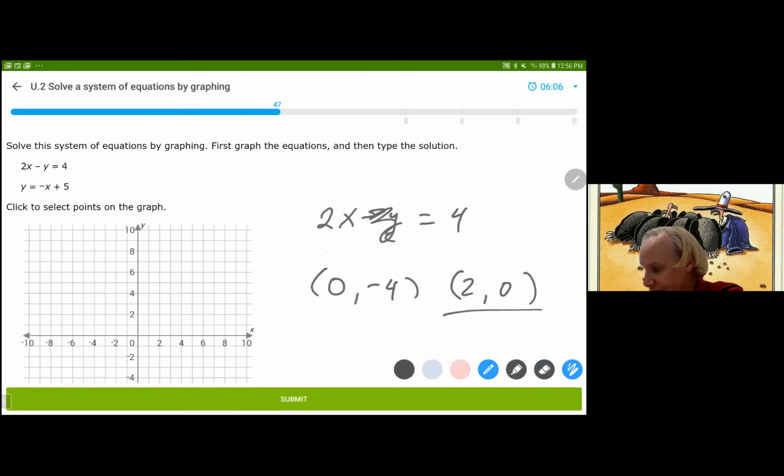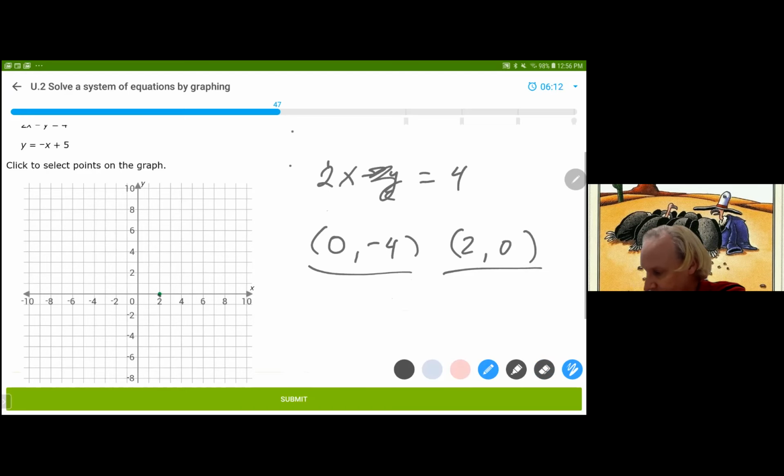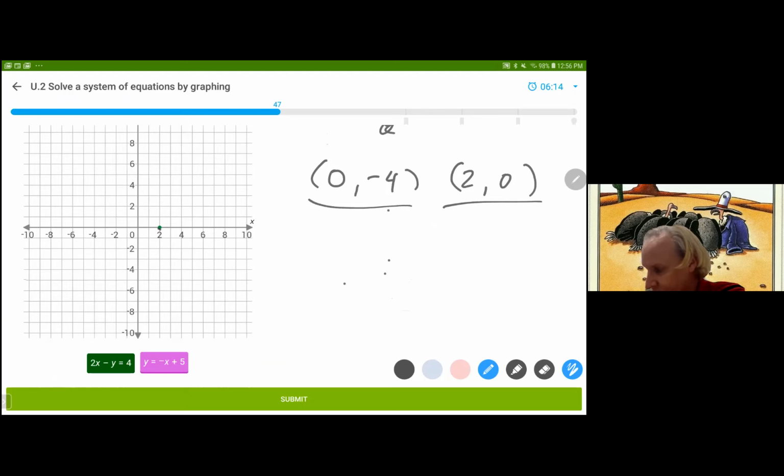Now be careful, that's an x-intercept. This is a y-intercept. Let me make sure I'm in the right equation here. Yeah, it's the green one. So (2, 0) is on the x-axis. It is an x-intercept. (0, -4) is on the y-axis. Now I could have just as easily gone with y equals 2x minus 4, but for me, I think it's easier to do the intercepts. It's a little faster.